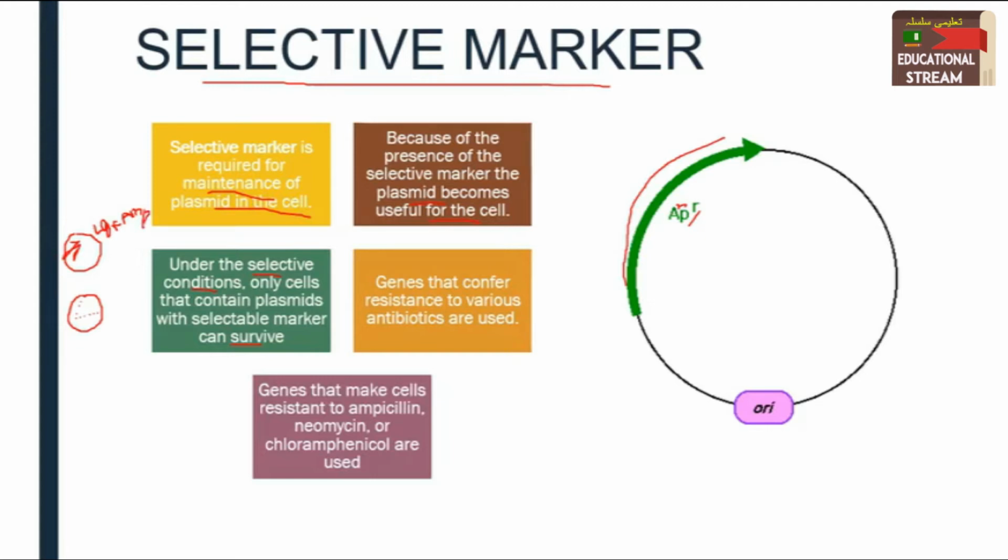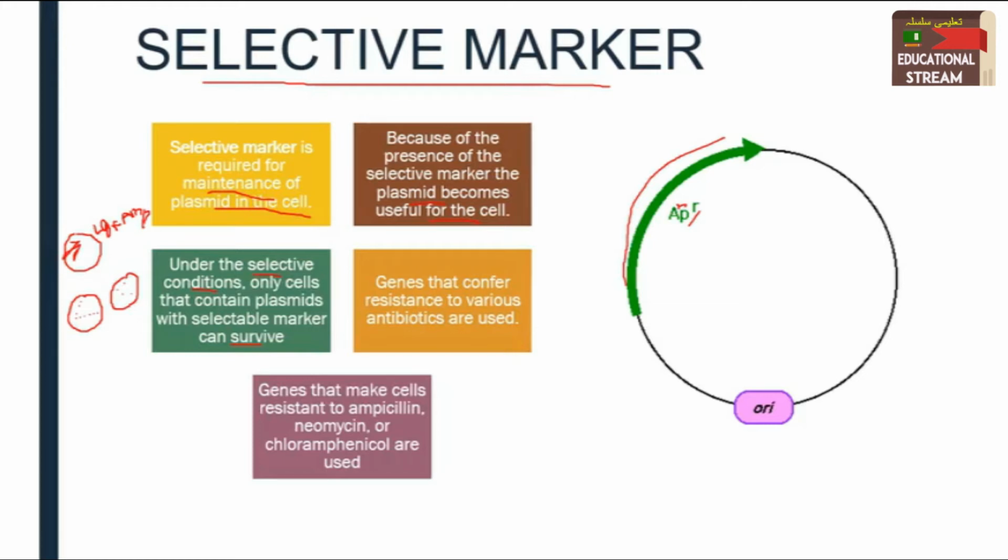And now what will happen when we streak the bacteria on the plate? Then only a few colonies will appear. These colonies are those bacteria which contain a plasmid that has the ampicillin resistance gene. Only those bacteria survive, while all the other bacteria do not survive.